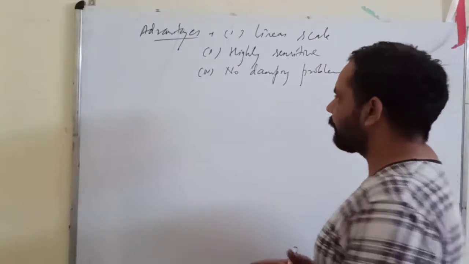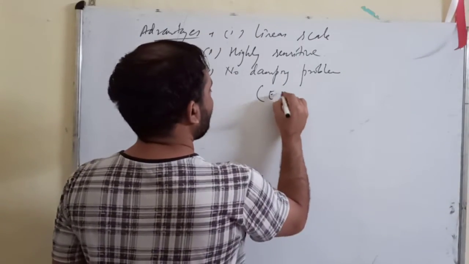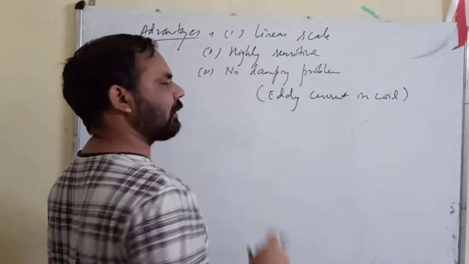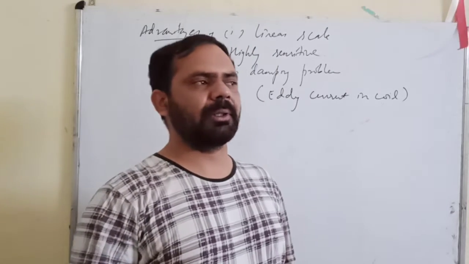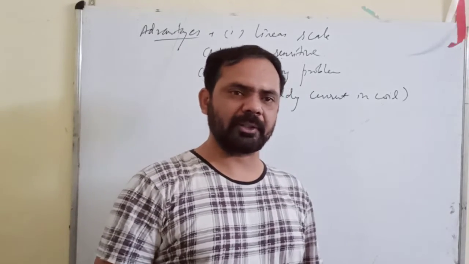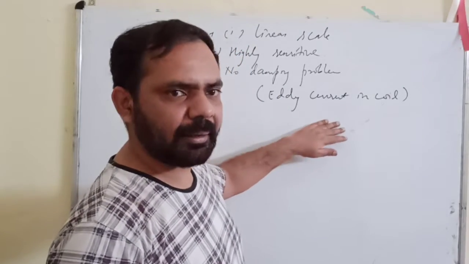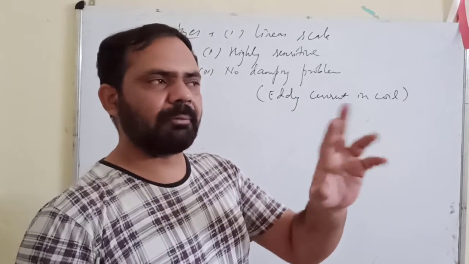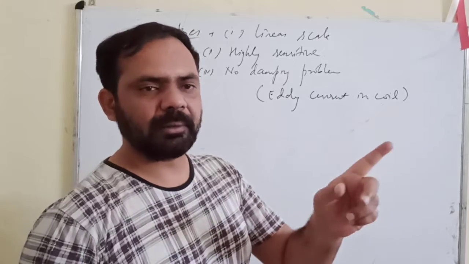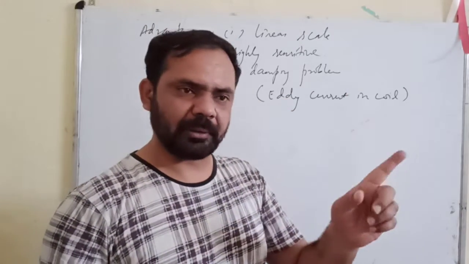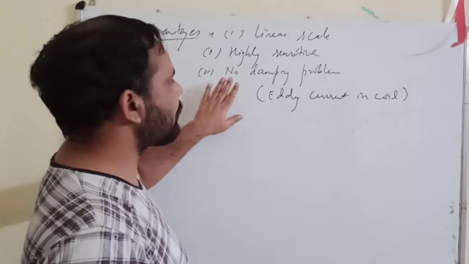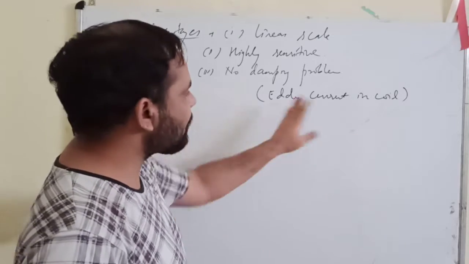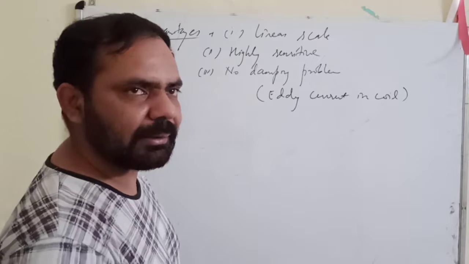This is because of the presence of eddy currents in the coil. What eddy current is, I will discuss with you in chapter number 6, electromagnetic induction. I'm not telling you right now, but some current develops inside the coil which causes the damping of the oscillation of the needle and stops the needle from oscillating. So this is one advantage, that there is no damping problem here. The oscillation damps instantly because of the presence of eddy current, which we will discuss in chapter number 6.